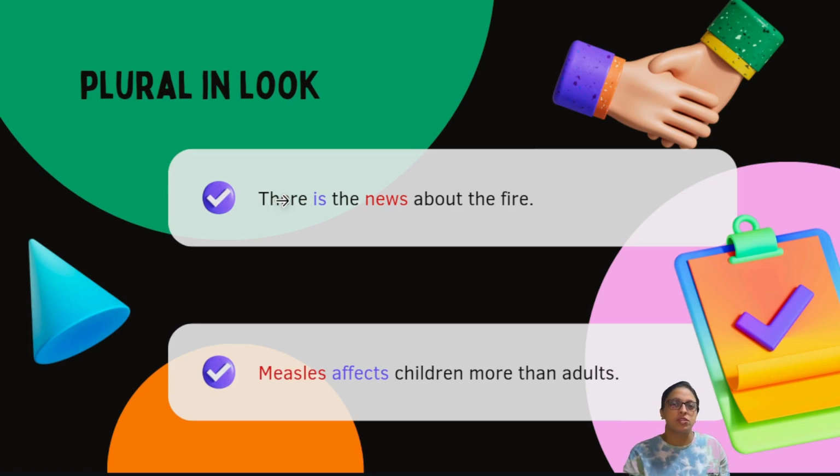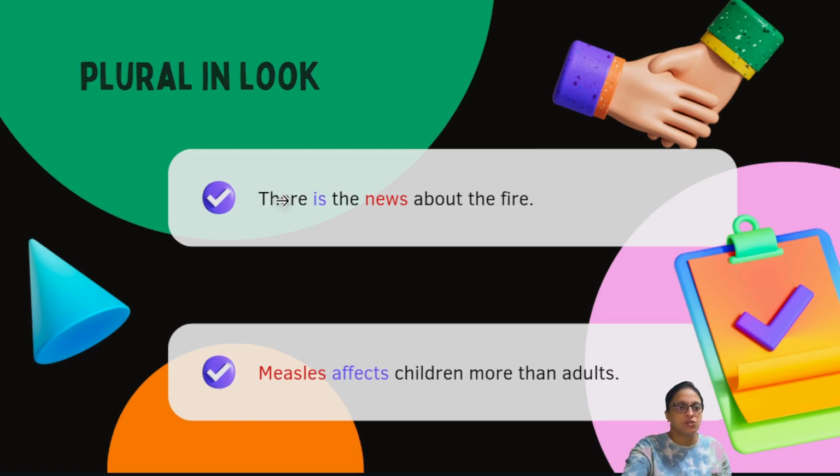We are going to use the singular verb, which is affects with an S. Therefore, measles affects children more than adults. Okay? Now, let's move on.